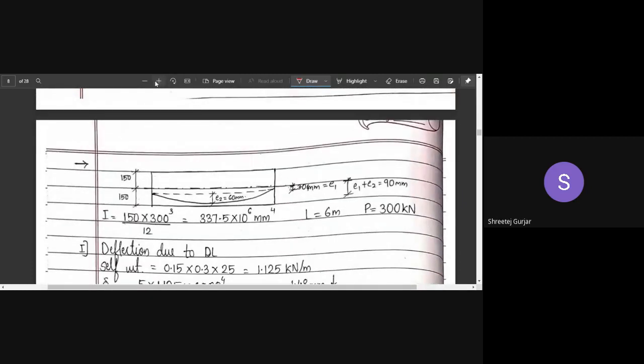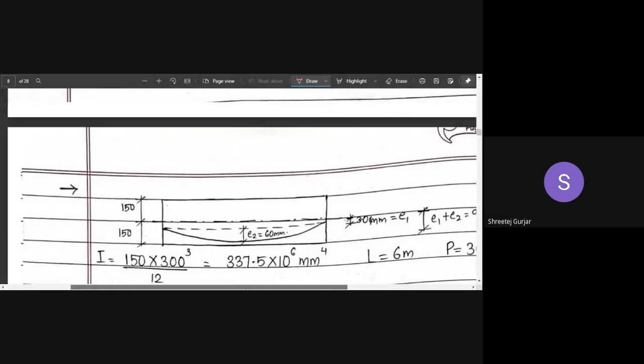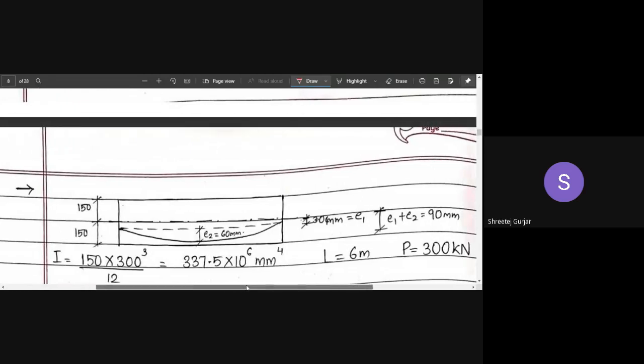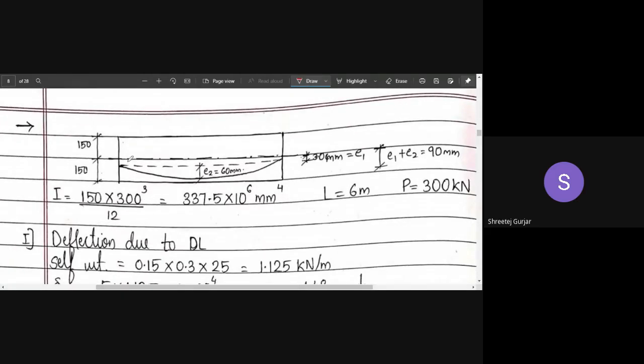Now this is the longitudinal section of our beam showing the profile of our cable. The total depth is 300 mm, so the CG of your concrete is at 150 mm. And then your cable at the support section is located at 120.